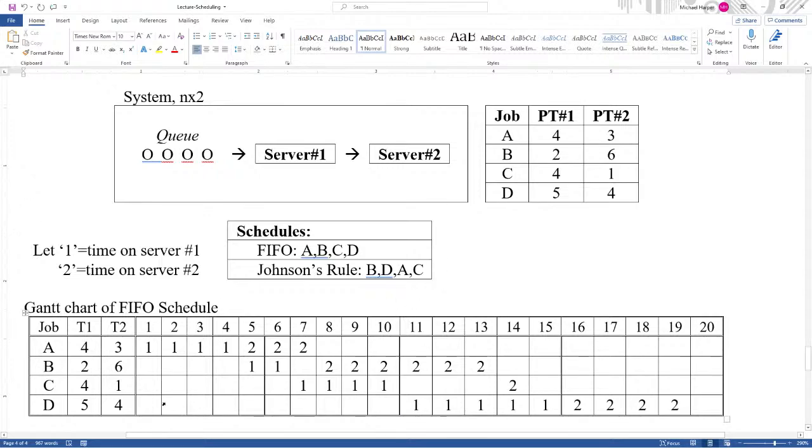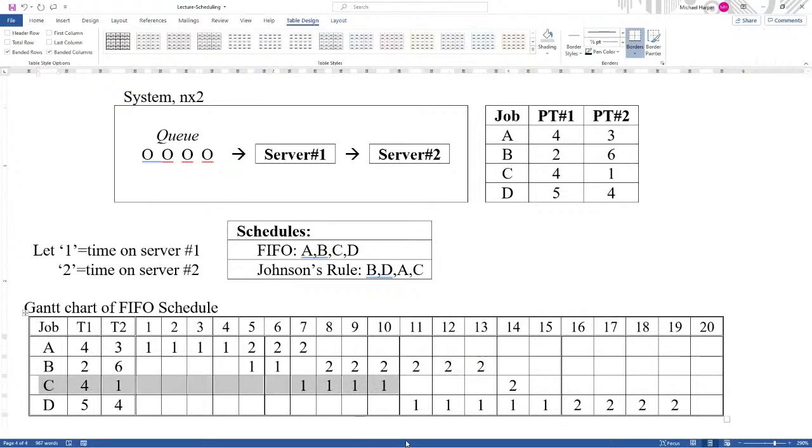Okay, C. C has to wait for server 1 to be finished with A and with B. Then it can be processed for 4 days: 1, 2, 3, 4, and there it is. When C is finished on the first server, it moves to the second server. Again, the second server is busy for 3 days, so that's queue time that C has in front of the second server. When the second server is available, it can be processed for 1 day. So I have 1 day.